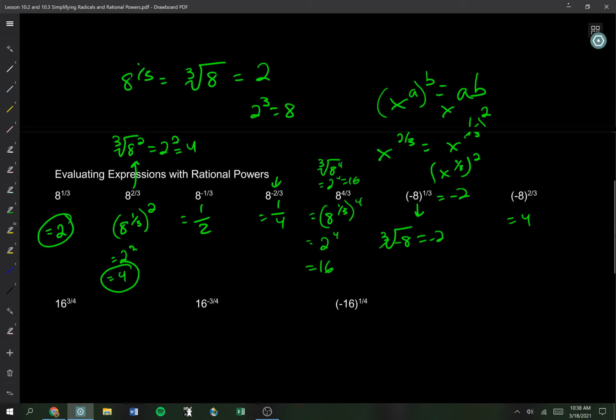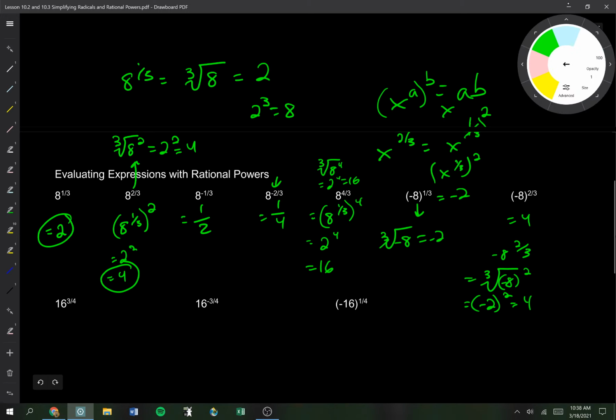Because we're squaring, right? Negative 8 to the 2/3 means do the third root of negative 8 and then square it. Well, the third root of negative 8 is negative 2, but negative 2 squared is positive 4. So we're going to have some homework problems and some practice problems that have us dealing with fairly simple base numbers, like 8 or 16 or 27 or 125 or something. And they're simple because they have obvious roots.